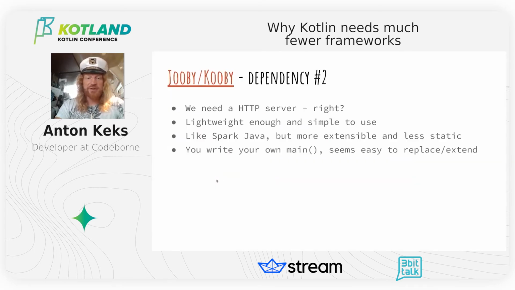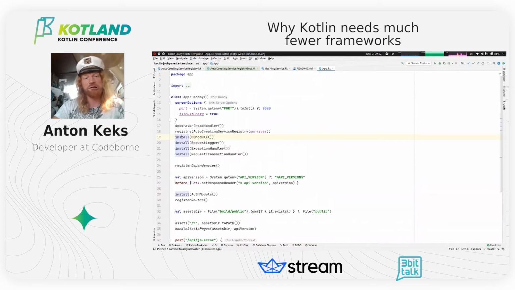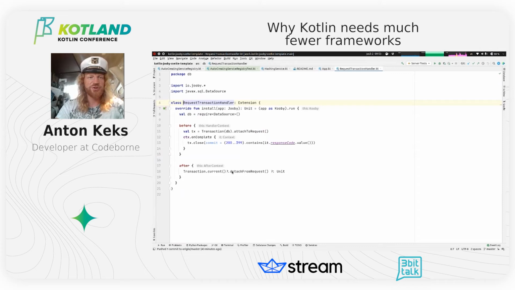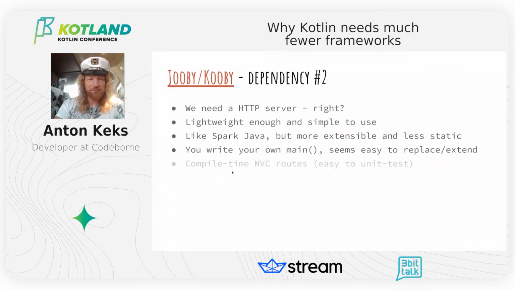And the good thing is that you write your own main method. So you call Spark, or you call Jupyter, not it calls you. So it's easier to replace and extend. And as you can see from this code, you can extend almost everything that you need. You can install new modules that would do stuff for you with before and after handlers. So seems like an okay dependency to me.